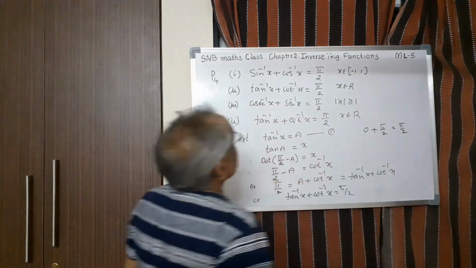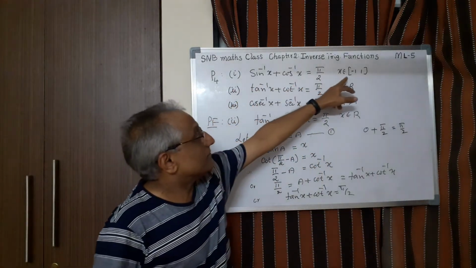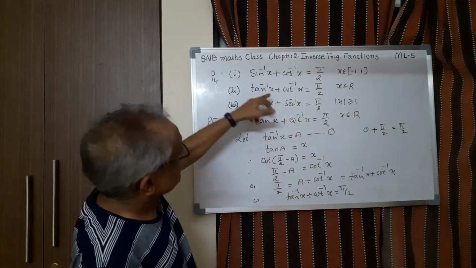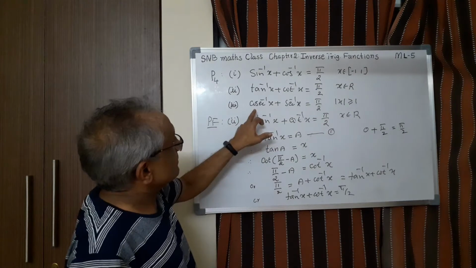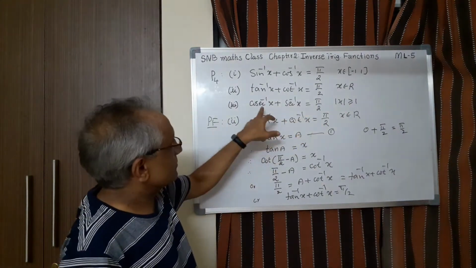Like that, it is true for all values of x, provided x lies between minus 1 to 1 in the first case. Second one, no condition. Any x, it is true. Third one, of course, x should be more than or equal to 1 in mod x.